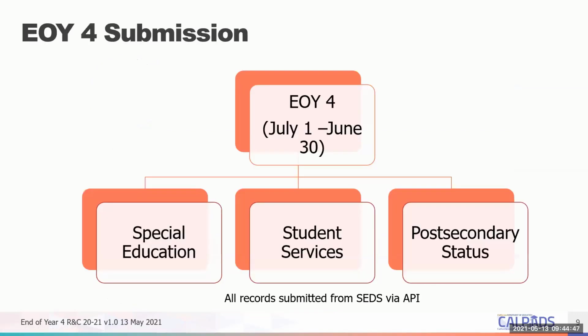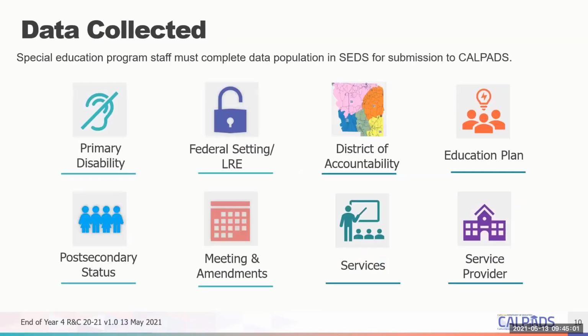And as always, just look at the calendar. End of year 4 is the entire academic year. We're looking at 3 specific file types: the SPED, the SSRV, and the PSTS, all records submitted through the API.